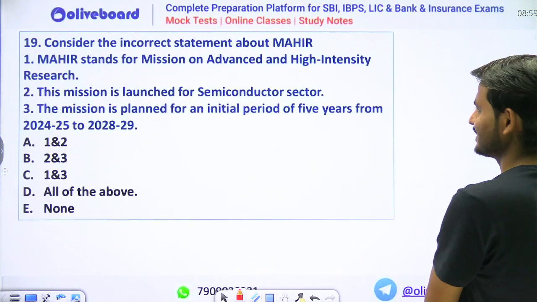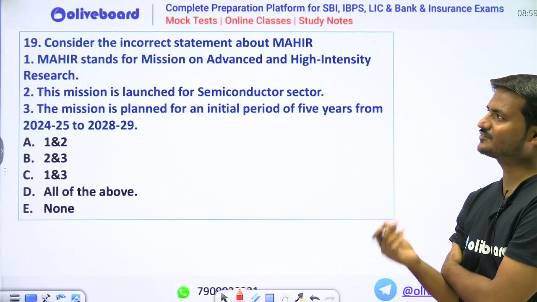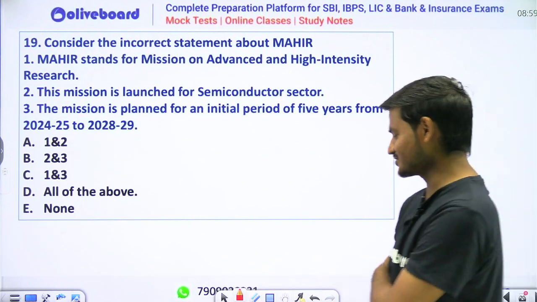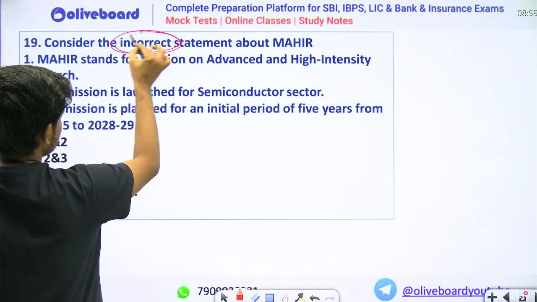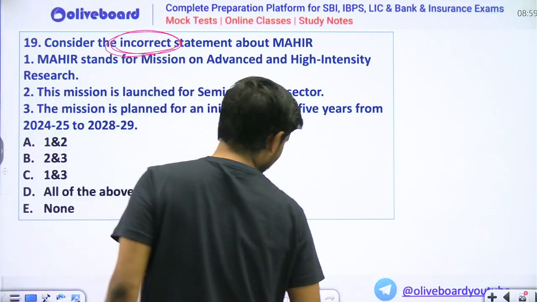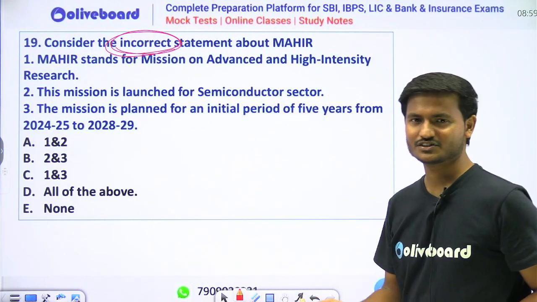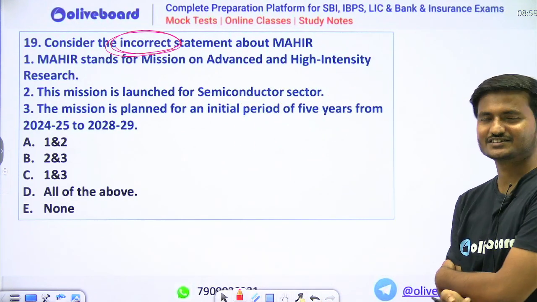Okay, now the next question is, consider the following incorrect statement. Just try to catch those words. These are the fishy words which trap you. In case of hurry, these are the fishy words which trap you. Now let us consider this.